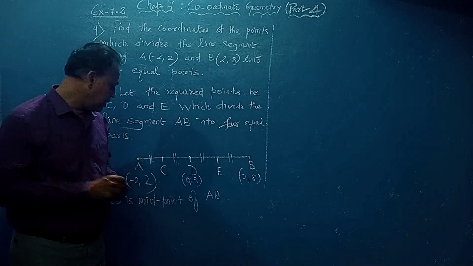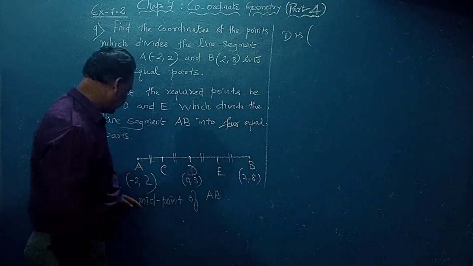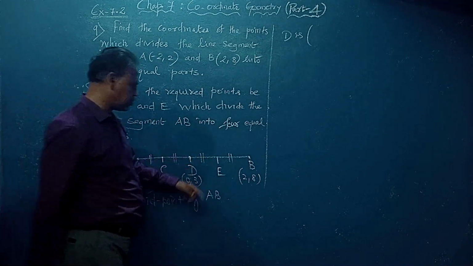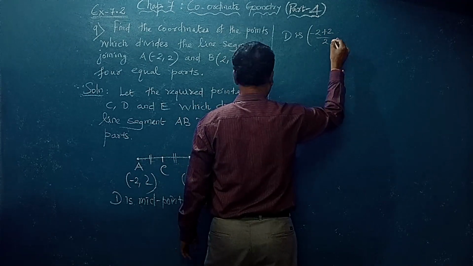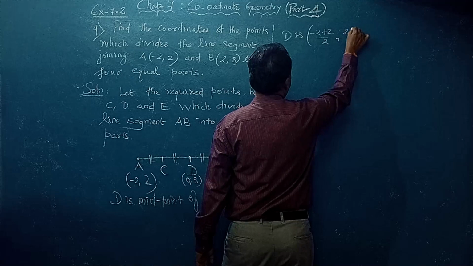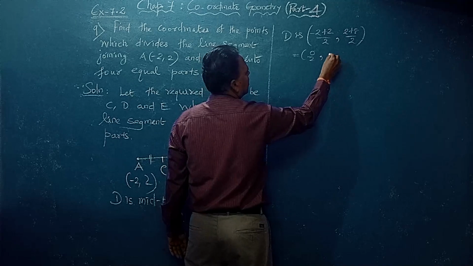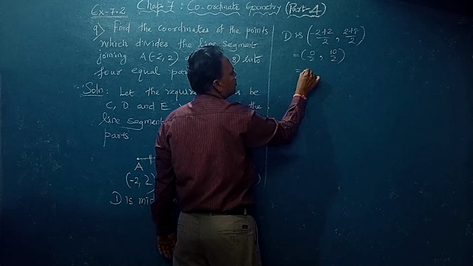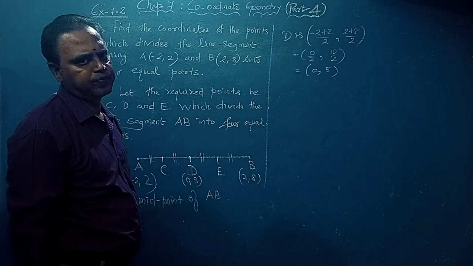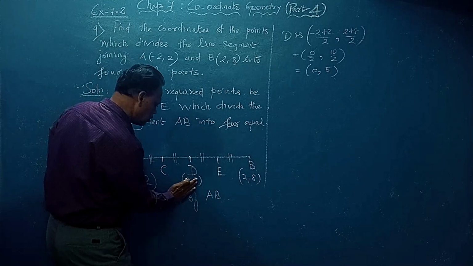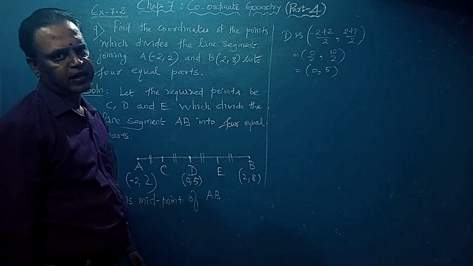Okay, now you have to write D. D is adding the x coordinates: (-2 + 2) by 2 comma (2 + 8) by 2, that is nothing but 0 by 2 comma 10 by 2, which is equal to (0, 5). So D is (0, 5). Now you got D, right?